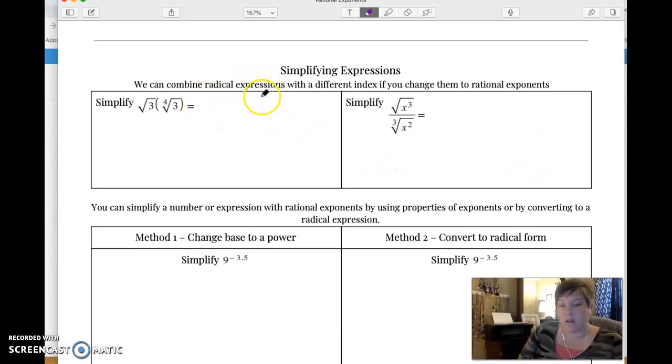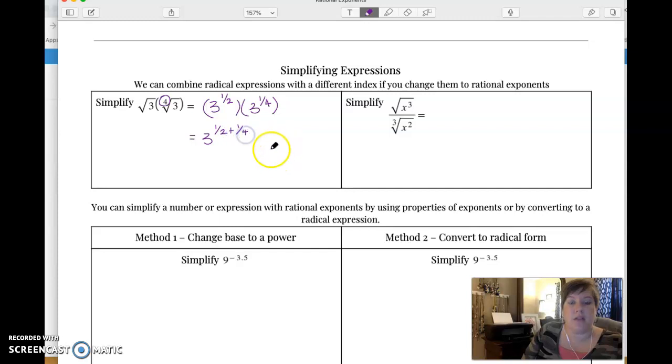So when we started talking about radicals in the last unit, we said we're going to combine them, they need to be the same index, meaning the number in the front of the radical. But if I change them to rational exponents and the base is the same, then I can operate with the fractions. So the square root of 3, I can rewrite as 3 to the 1/2. And then the second one will be 3 to the 1/4. So now we're multiplying exponents with like bases, which means I add the exponents.